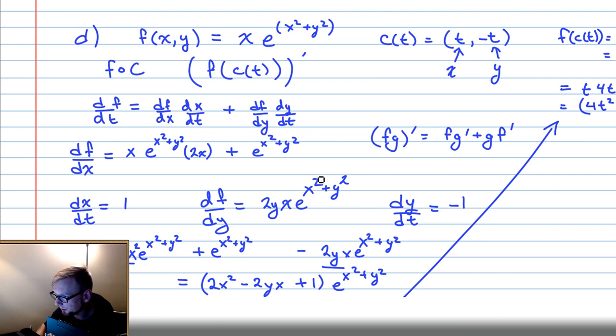First, we have this function, f of x, y equals x e to the x squared plus y squared. And we had c of t equals t and negative t. So our objective in this question was to verify that the chain rule works, both with the composition and the way the chain rule writes down.